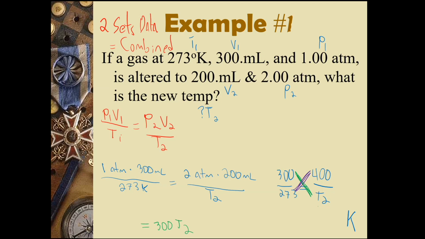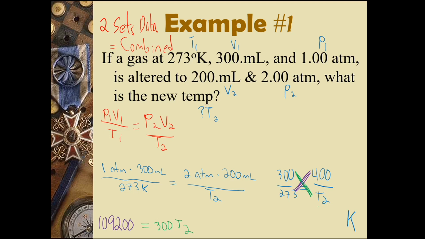So I'll pull my calculator out and do 400 times 273. It's going to be a big old number, but that's okay. And that's going to be 109,200, right off my calculator.